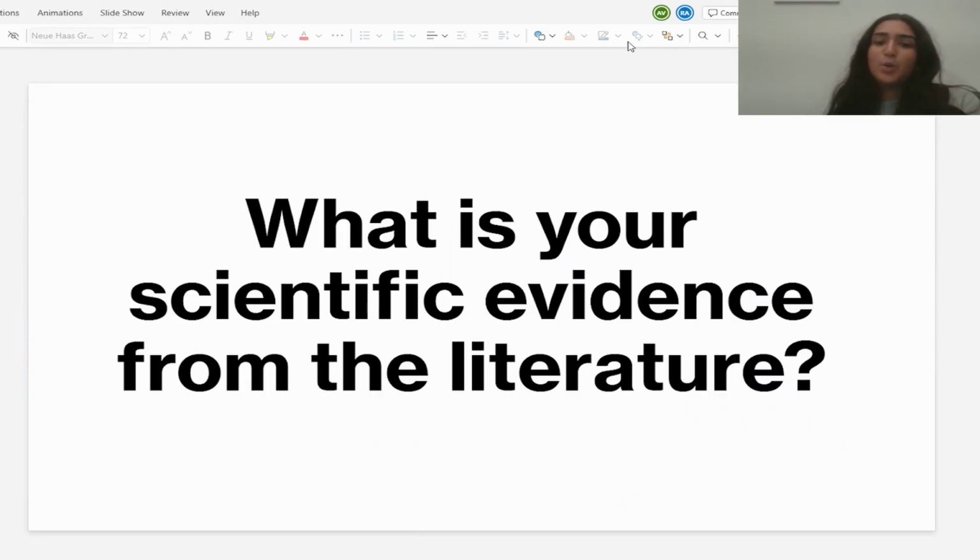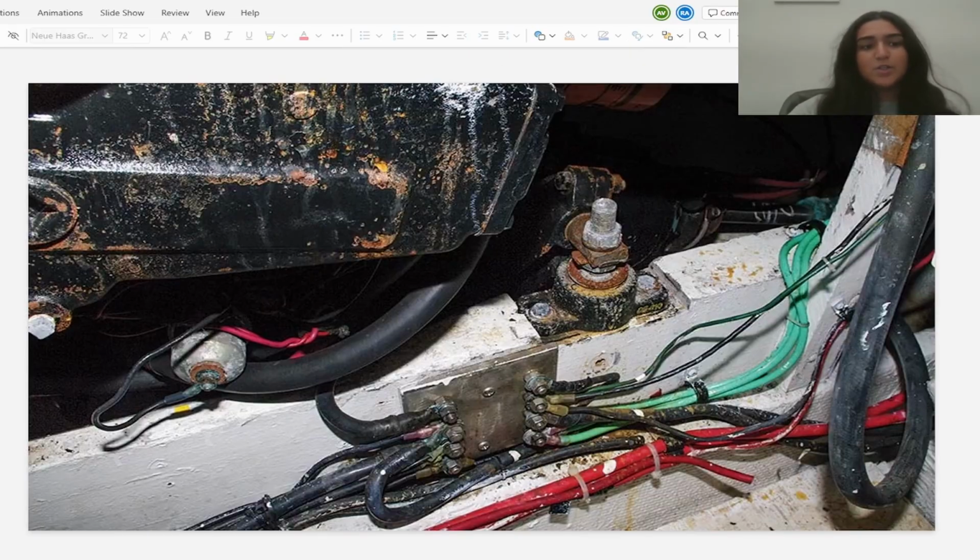So, what is your scientific evidence from the literature? So, for mine, according to Pacific Yacht Systems in 2004, in order for a ship to perform well, the electrical system must be clean and free from moisture and corrosion. This company explains that, quote, in a marine setting, electrical equipment can be damaged by exposure to fresh or salt water. Such exposure reduces performance ability and increases the likelihood of future equipment failure, unquote. This shows how, no matter the kind of water, it will always be a disadvantage to the system's efficiency.